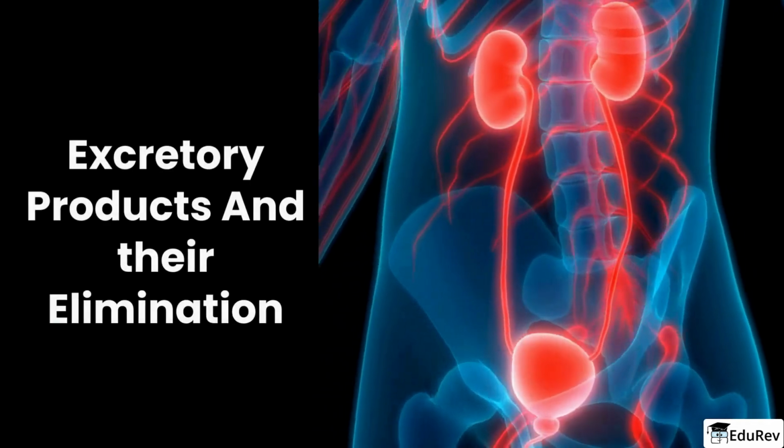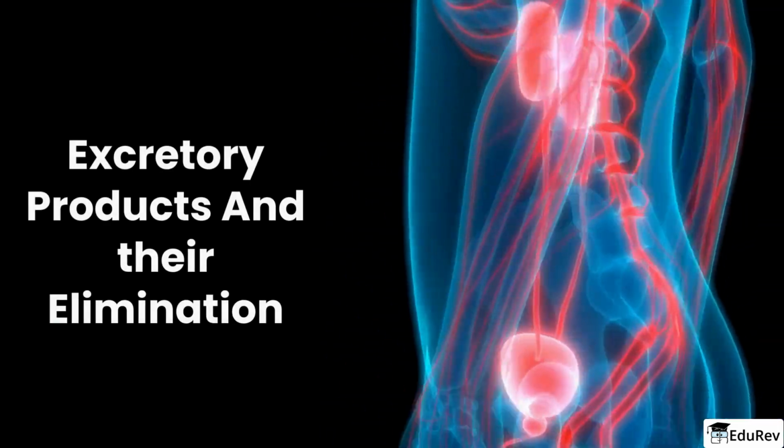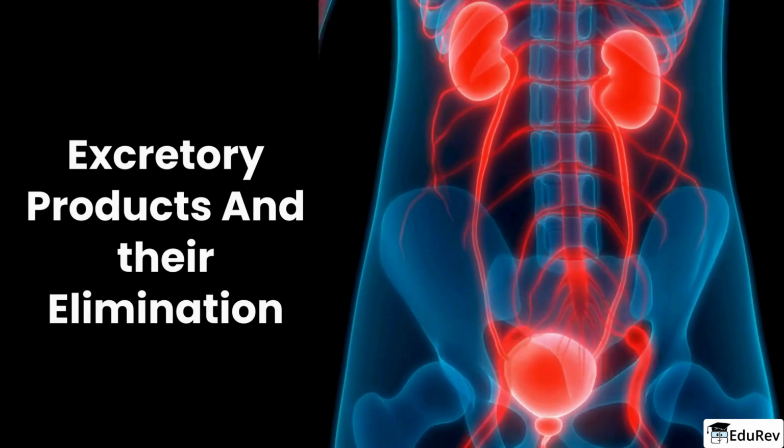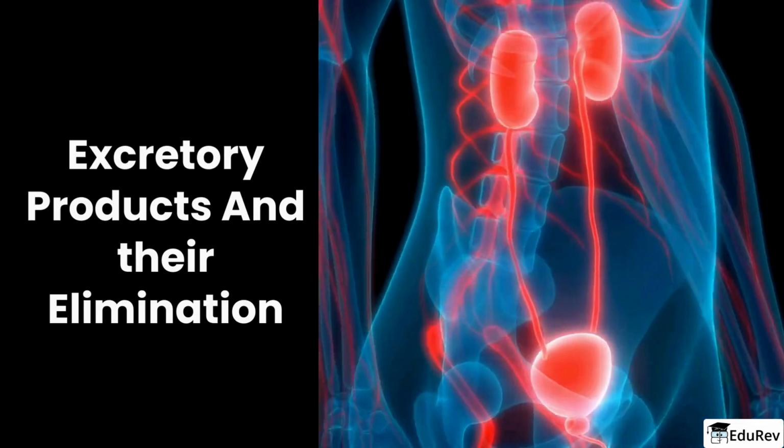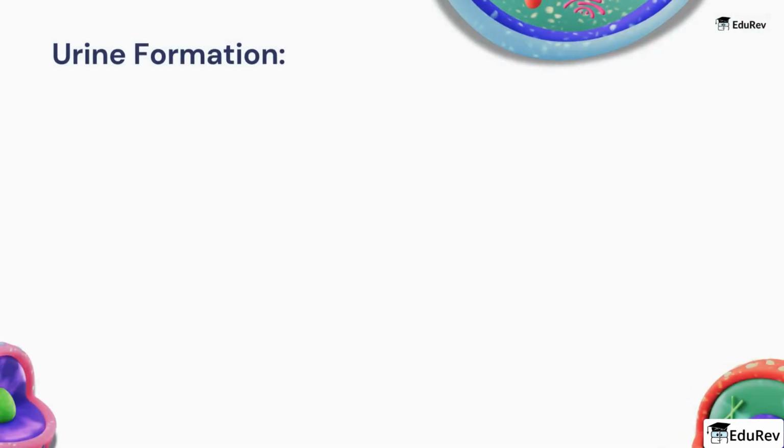Hello students. In this video, we will learn about how our excretory system works to create urine in our body. Let's learn. Now let's discuss urine formation, which happens in three main steps.